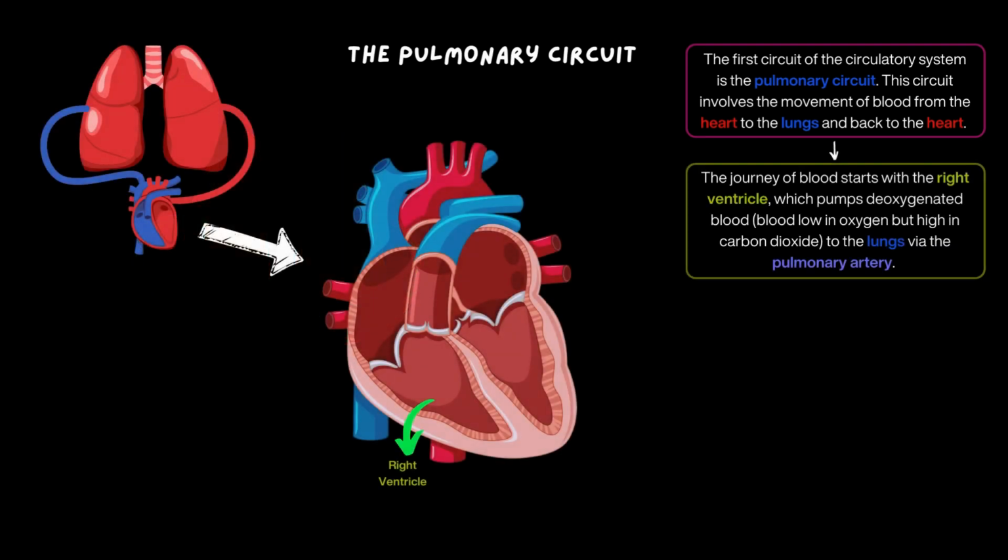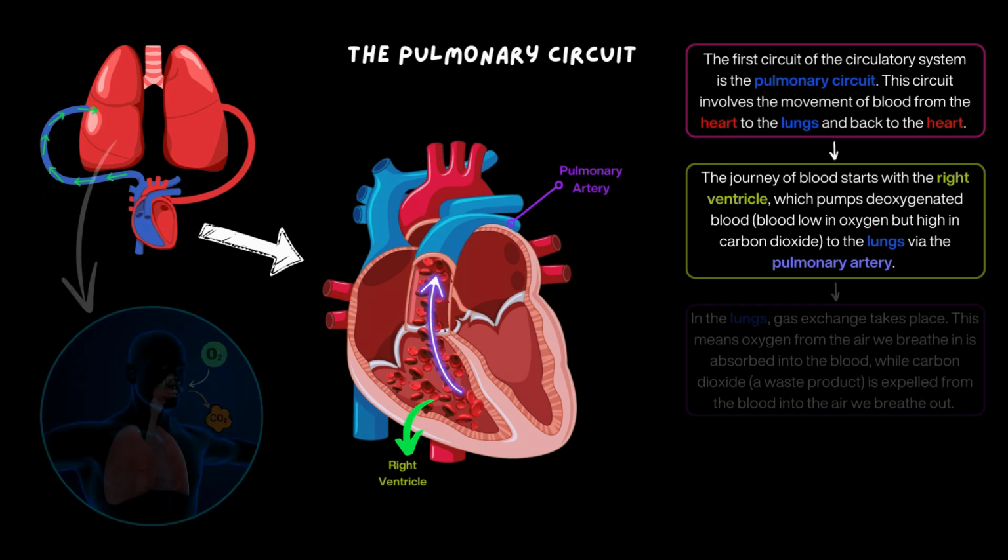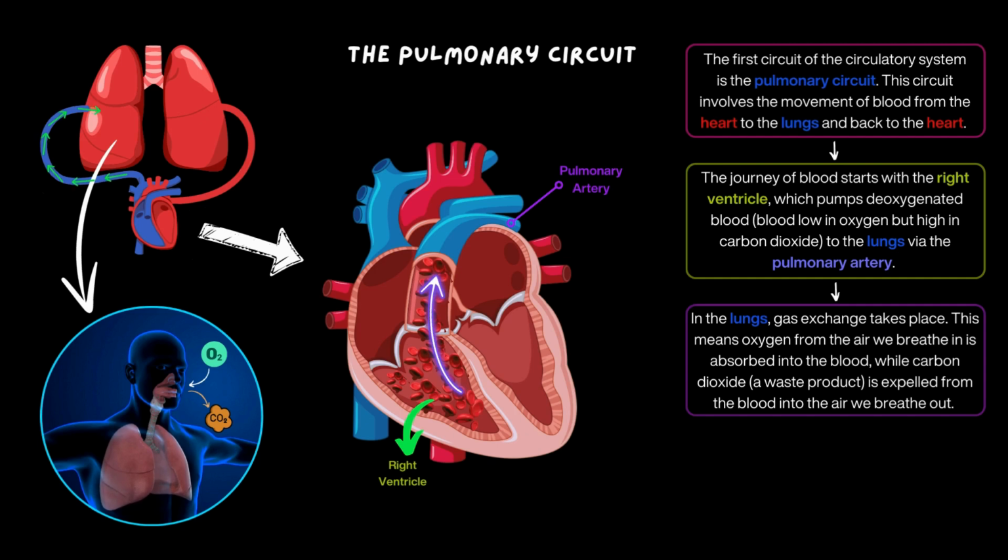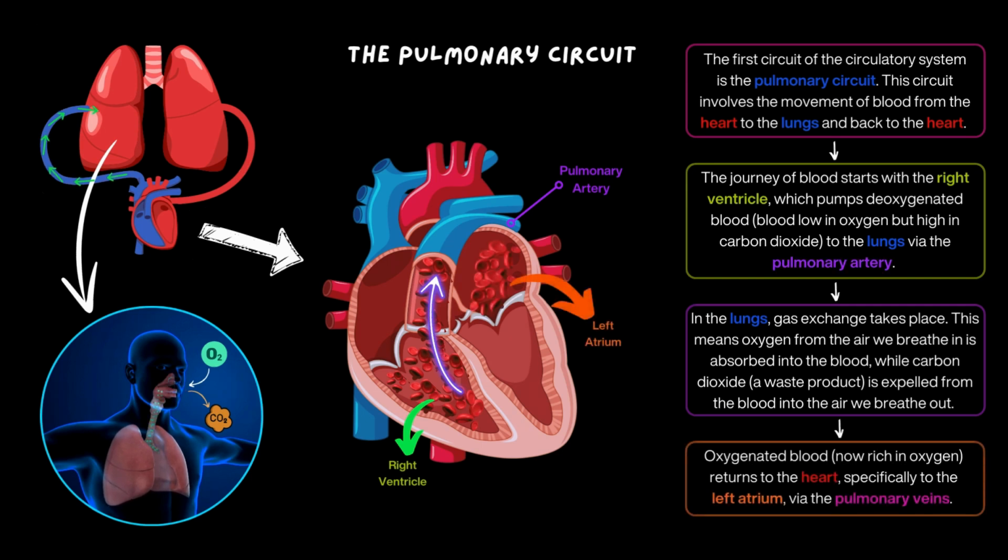The journey of blood starts with the right ventricle, which pumps deoxygenated blood, low in oxygen but high in carbon dioxide, to the lungs via the pulmonary artery. In the lungs, gas exchange takes place. This means oxygen from the air we breathe in is absorbed into the blood, while carbon dioxide, a waste product, is expelled from the blood into the air we breathe out. Oxygenated blood, now rich in oxygen, returns to the heart, specifically to the left atrium, via the pulmonary veins.